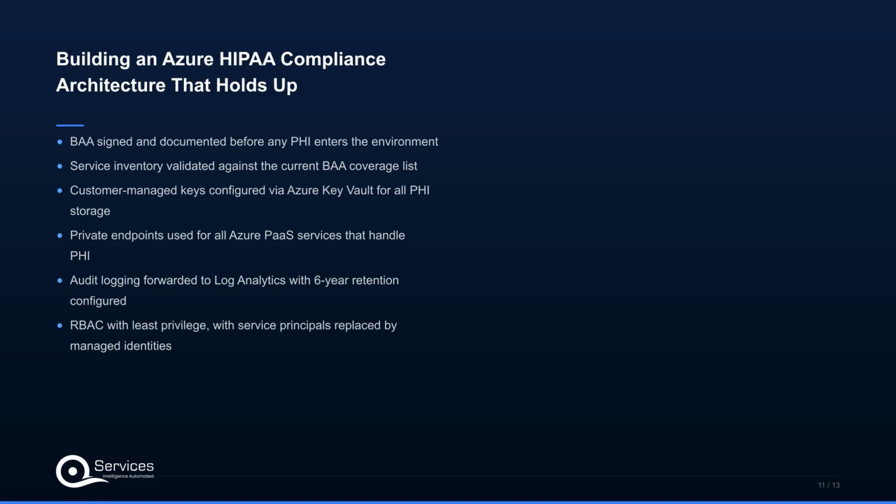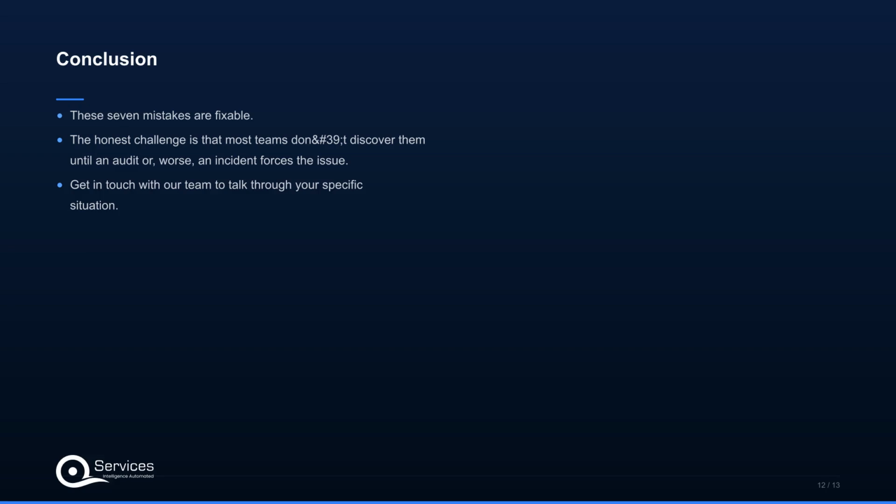The key is building it into your architecture from day one, not retrofitting it 6 months after go-live when the first audit arrives. Next up, let's talk about conclusion. Azure HIPAA compliance failures almost always come down to the same root causes: missing BAA coverage, encryption and access control gaps, absent audit trails, and the mistaken belief that compliance is a setup task rather than an ongoing responsibility.